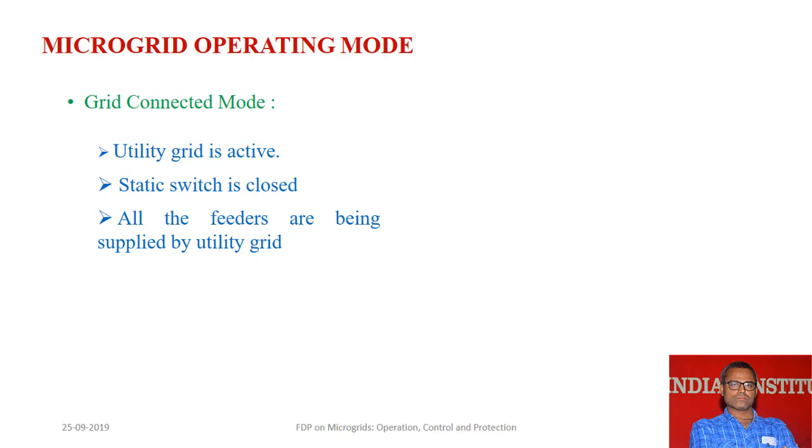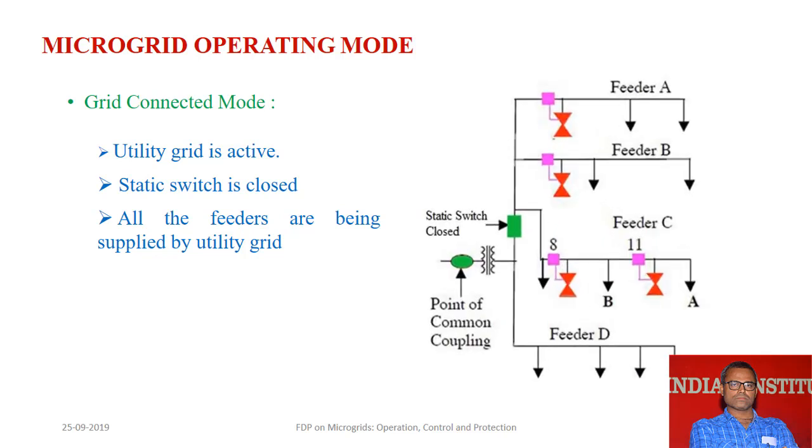Now coming to the operating modes of microgrid. There are two operating modes. One is grid connected mode and the other is isolated or islanded mode, right? In grid connected mode, the utility grid is active and it supplies power to the microgrid, right? Energy to the power grid. All the feeders are being supplied by the utility grid. This is a typical structure we can see here, right?